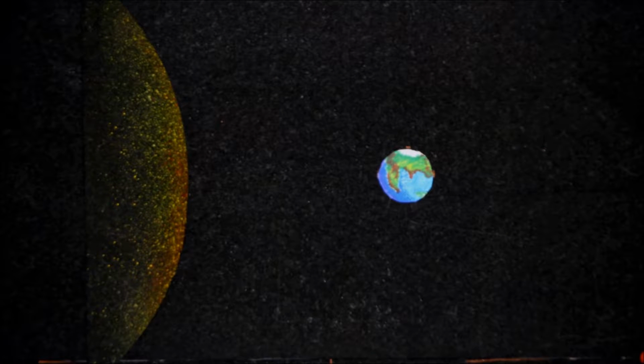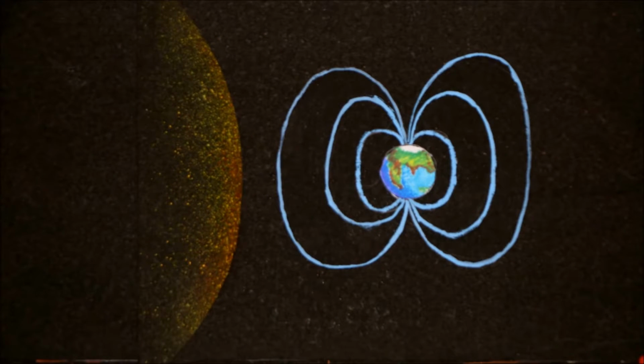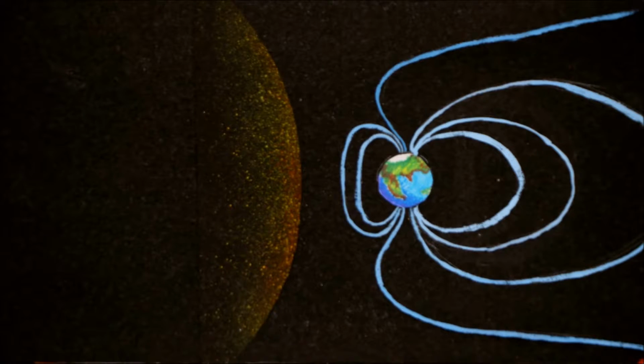If this cloud of plasma and charged particles were to hit the Earth's surface, they would cause serious damage to all life forms on Earth. Fortunately, Earth has its innate defense mechanism against this, which is its magnetic field. When coronal mass ejection hits the Earth's magnetic field, it gets deflected away from it.